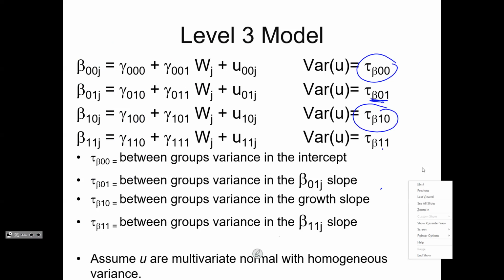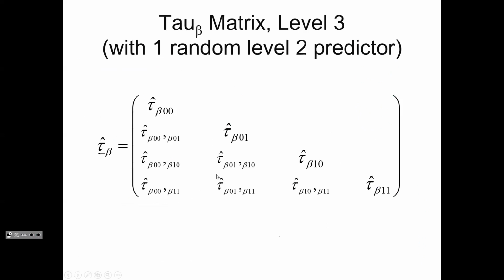Oh my God, right? Did you get that? It's a lot. So we've got between cluster variance in the intercept of the intercept, variance in the intercept of the slope, between cluster variance in the effect of the level 2 variable on the intercept, between cluster variance in the effect of the level 2 variable on the slope. And then, God help you, you get a tau matrix that looks like this. And then the question is, what does this mean? How do I interpret it?